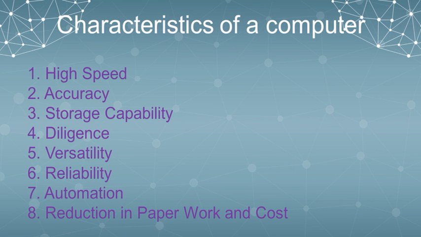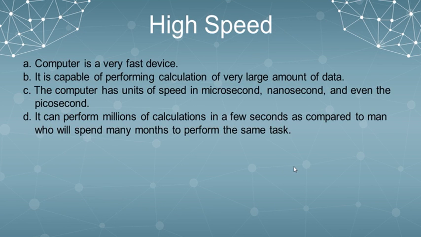So now, characteristics of the computer. First thing, high speed. Then second feature, I mean characteristic, accuracy. Then storage capacity or capability. Then diligence, versatility, reliability. And seventh one, automation. And eighth one, reduction in paperwork and cost.